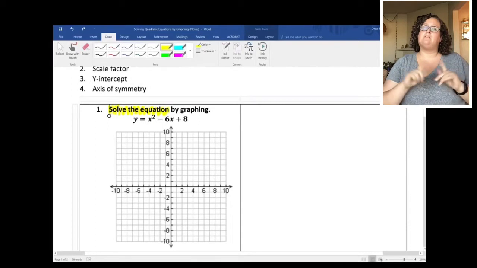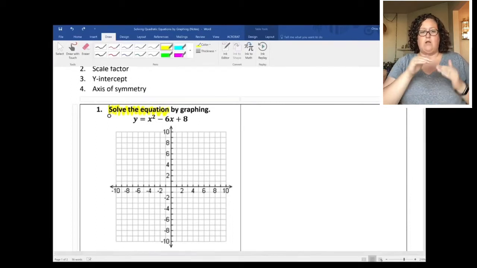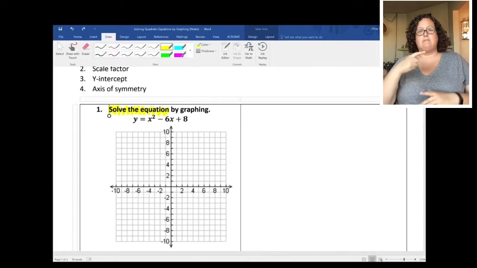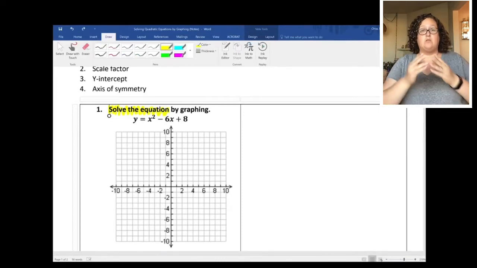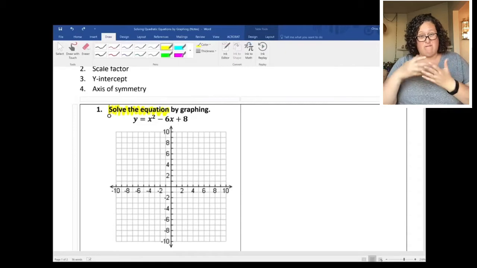Solve the equation by graphing. y equals x squared minus 6x plus 8. The solutions of the equation are going to be our x values. And to find our x values, we need to graph the problem and figure out what our x-intercepts are. So let's go ahead and graph this.